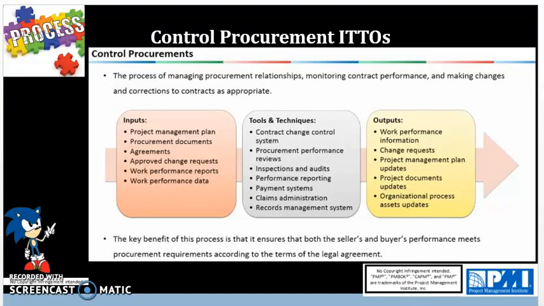You're updating the procurement management plan, schedule baseline, and cost baseline, and then you're also updating the project documents. These are updates to your RFB, RFP, RFI, RFQ, and all the other procurement documents. Then you have OPA updates. And these are updates to correspondence, how you're going to correspond or communicate to your stakeholders, such as your vendors, payment schedules and requests, and seller performance evaluation, documentation, or feedback. And the key benefit of this process is that it ensures that both the seller's and buyer's performance meets the procurement requirements according to the terms of the legal agreement or contract.